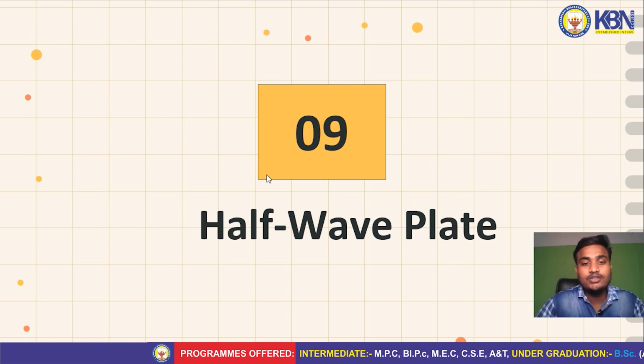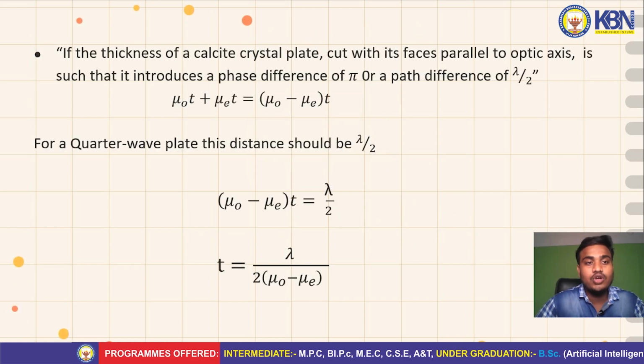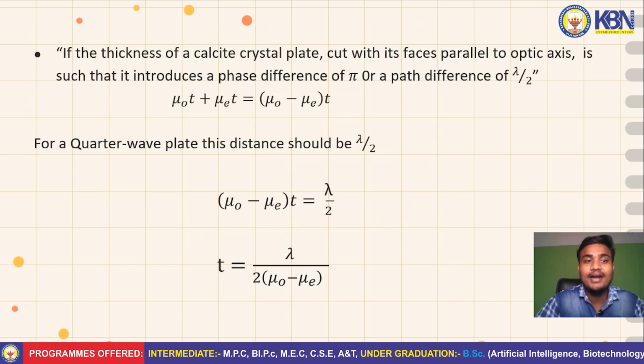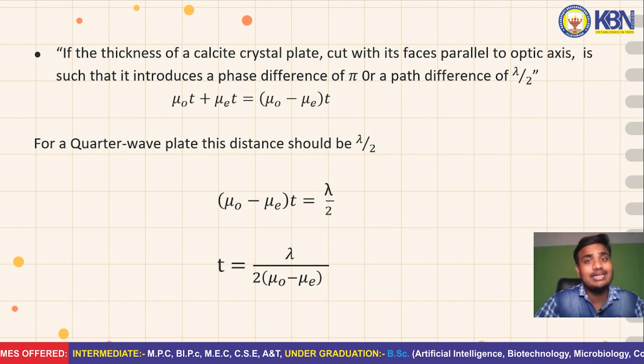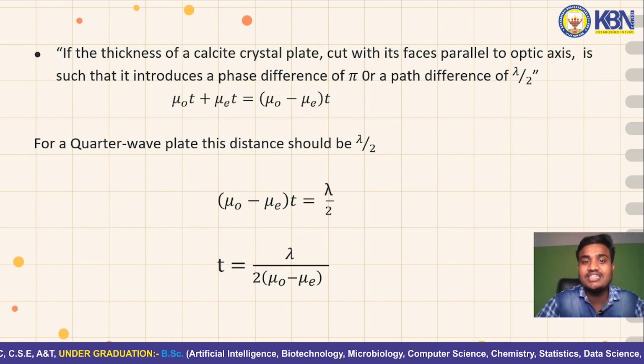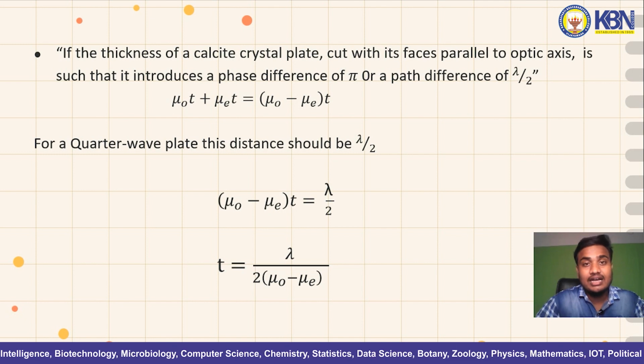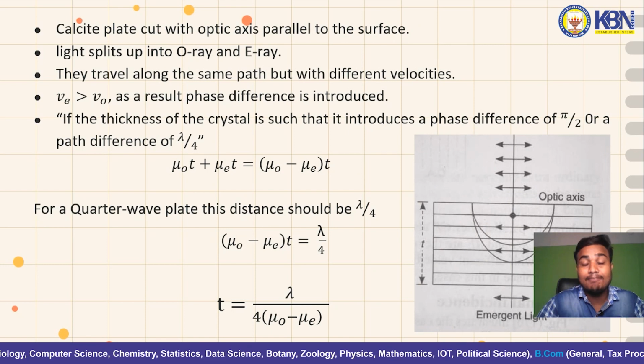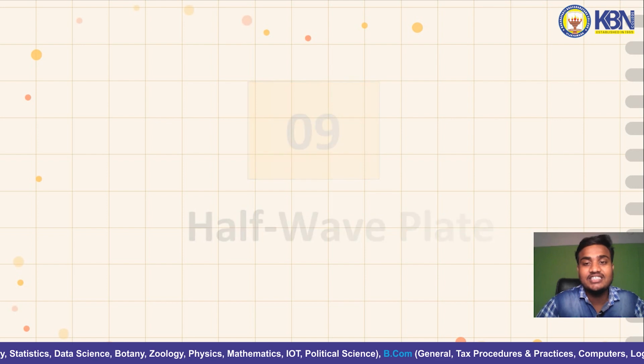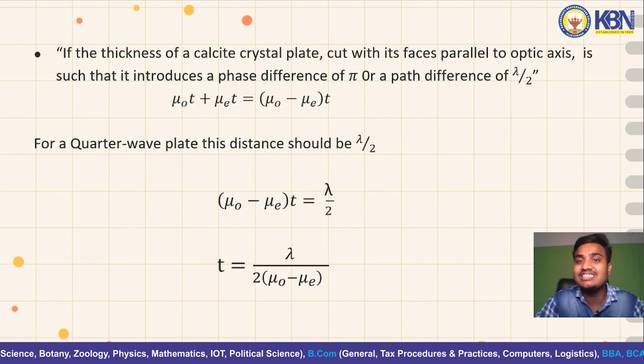Now coming to the half wave plate, it is also similar to the quarter wave plate, but the thickness of the calcite crystal plate is cut with its faces parallel to the optic axis in such a way that it introduces a phase difference of pi, or a path difference of lambda by 2. In the quarter wave plate, it will be pi by 2 and lambda by 4. But in case of the half wave plate, the phase difference is pi and the path difference is lambda by 2.